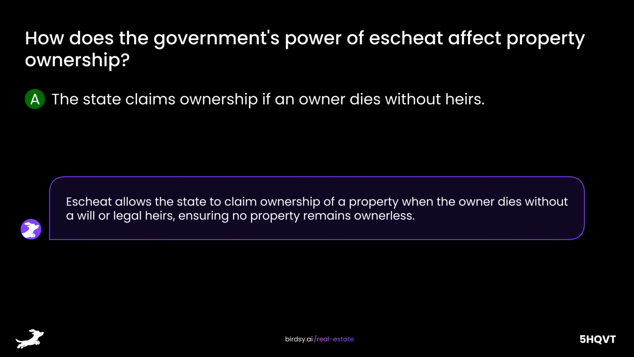Escheat allows the state to claim ownership of a property when the owner dies without a will or legal heirs, ensuring no property remains ownerless.